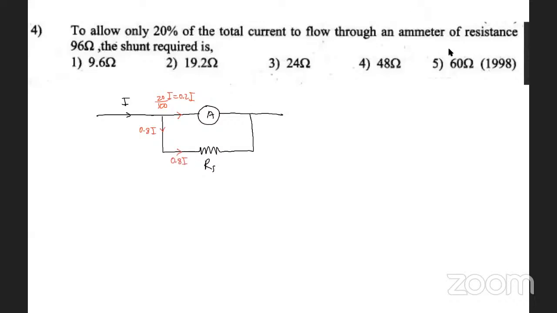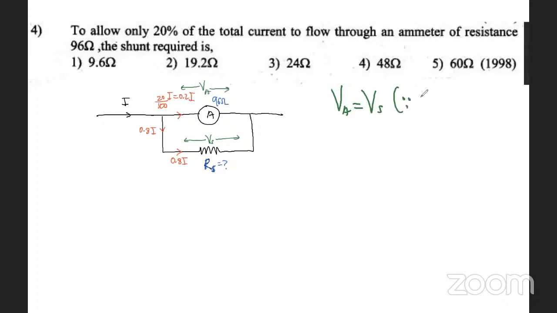I think they have provided us the internal resistance of the ammeter, 96 ohm, and we have to find out the value of RS. We all know that whatever voltage we have across the ammeter, we will have across the shunt. So I will take it as Vs and Va. Vs is the voltage across the shunt, Va is the voltage across the ammeter. We know Va should be equal to Vs.